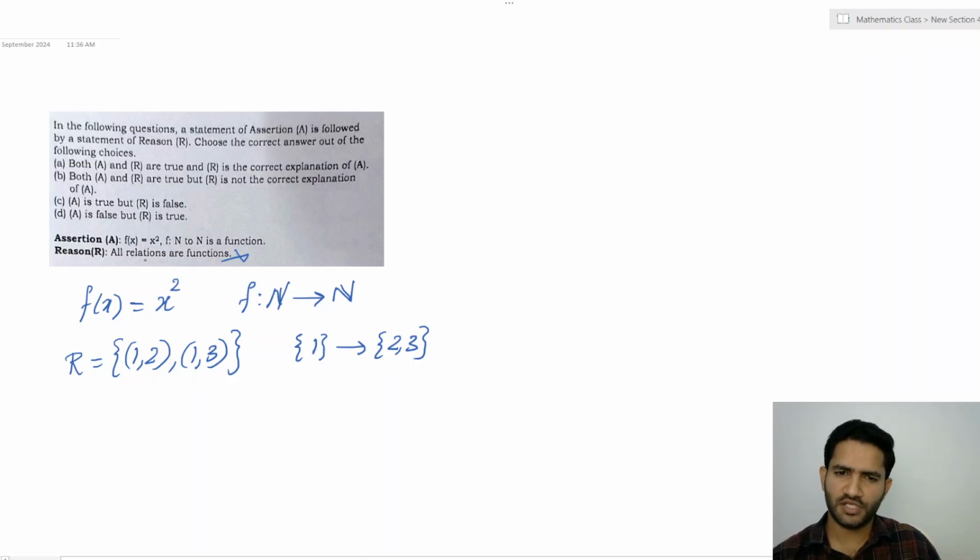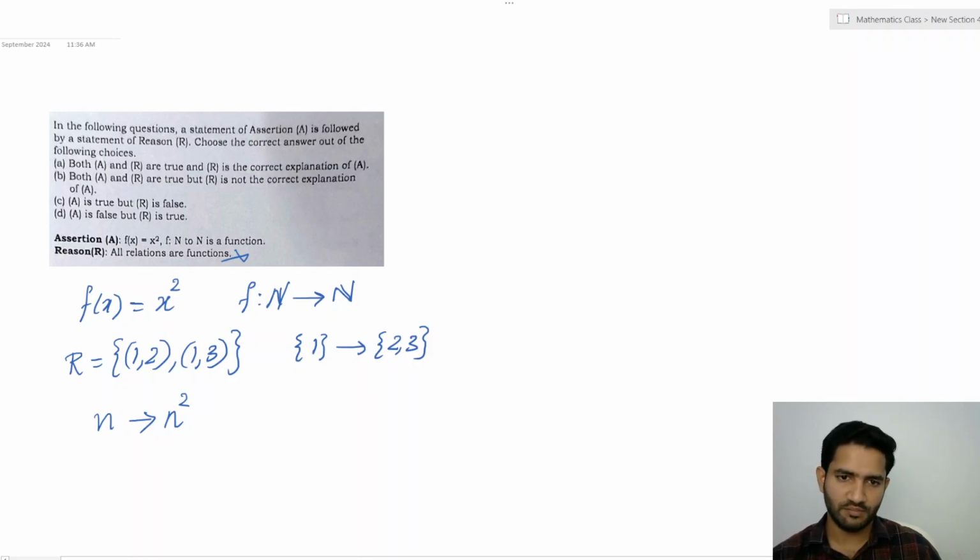Then what about the function f of x equal to x square? Obviously it is a function. f of x equal to x square is a function because for any natural number n we can find n square as an image. n maps to n square. We cannot find 2 squares for one number. It's not possible. So it is a function.